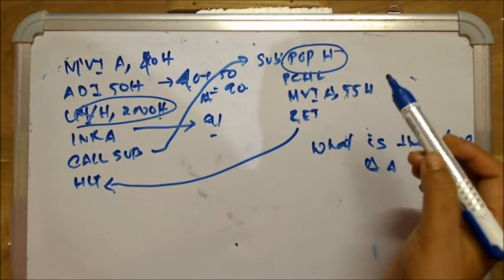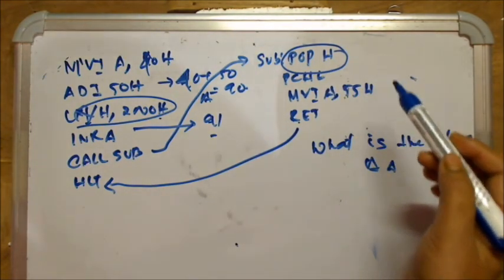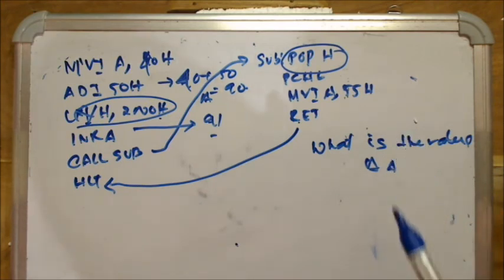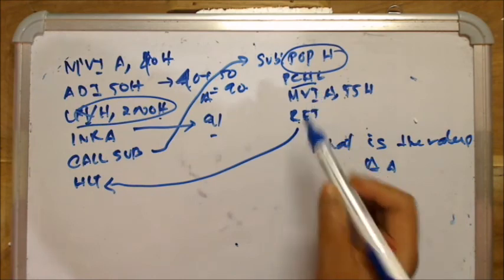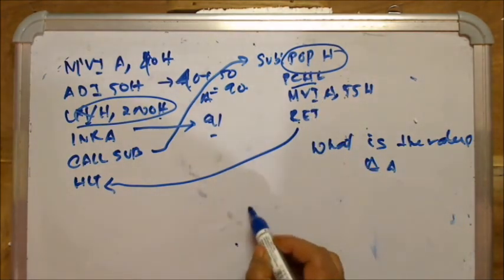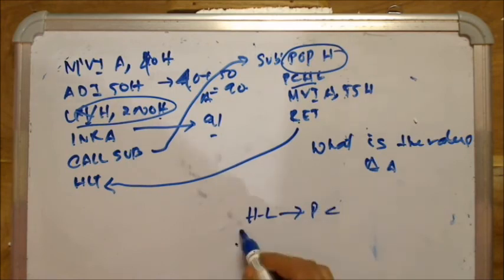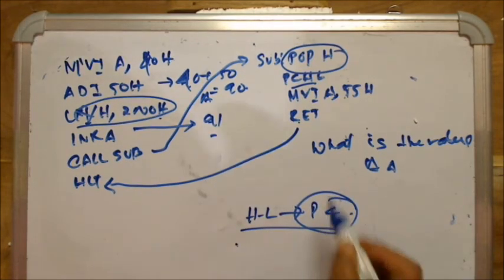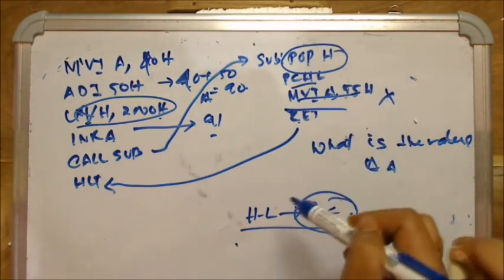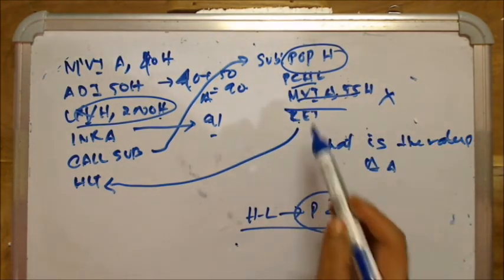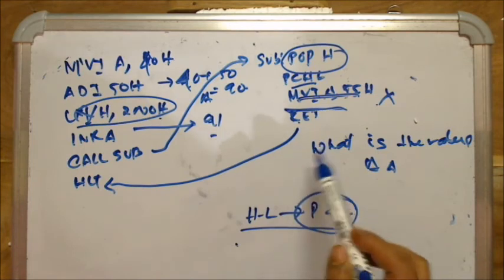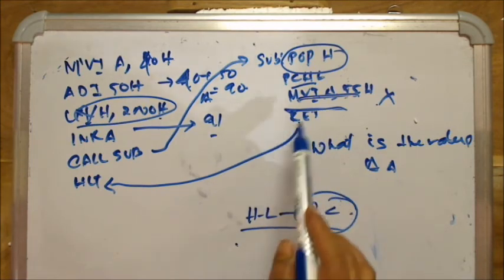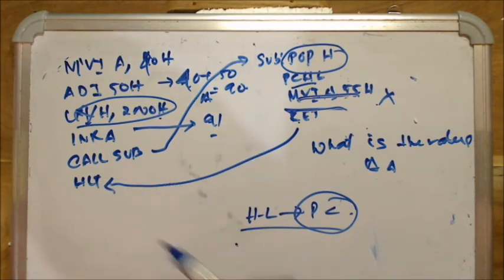Now POP H. What does POP H do? It takes the value of the HL pair from the stack, right? And PCHL will copy the address of the HL pair into PC. So you got the return address, right? So these two instructions will not be executed, since we have got the return address.